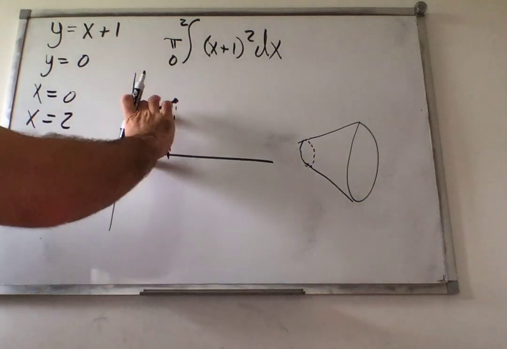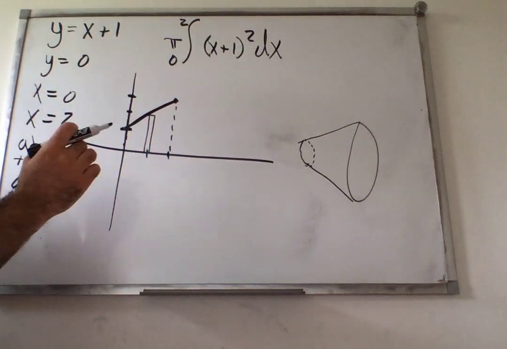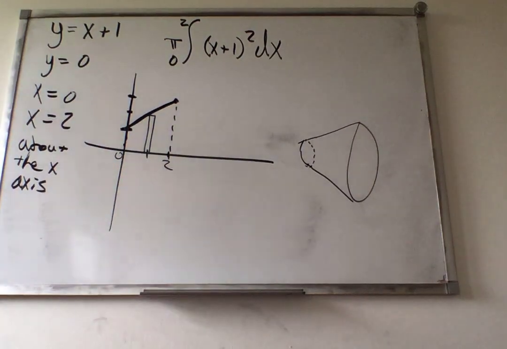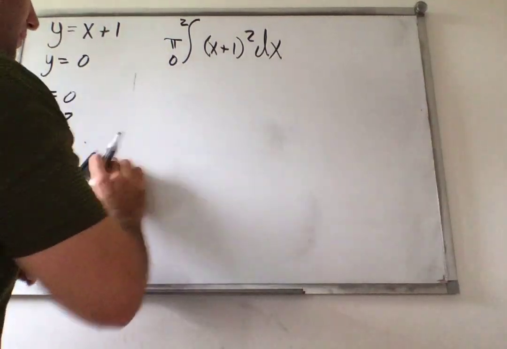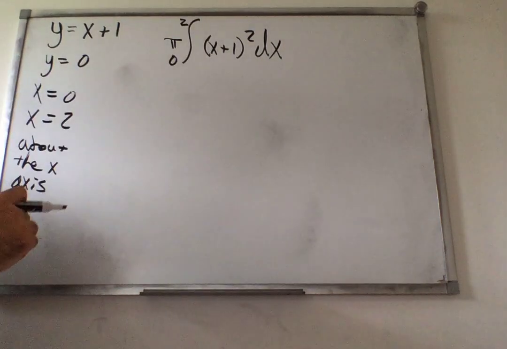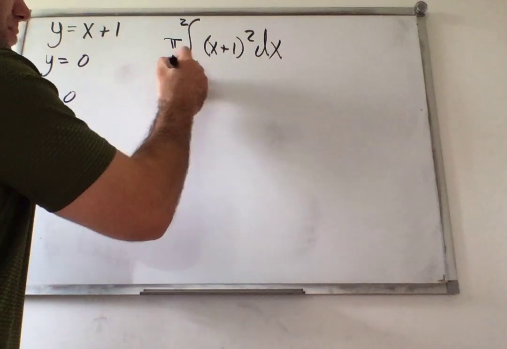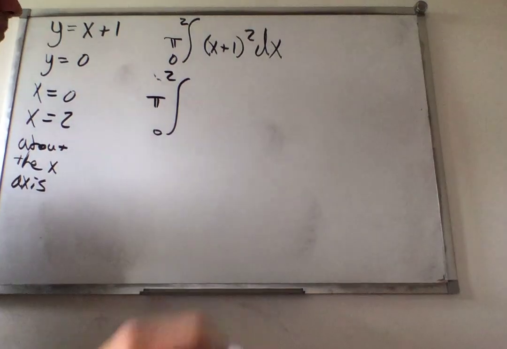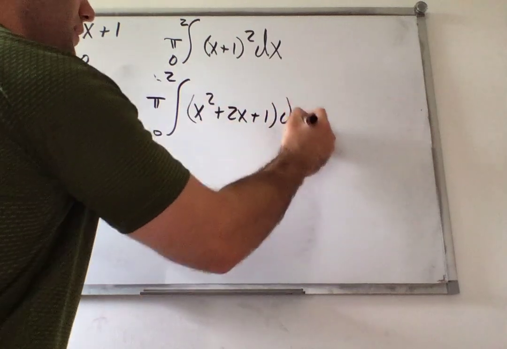So, here's our radius. All we have to do is take our radius, square it, integrate from 0 to 2, and multiply it by pi. There are a couple ways you could do this. You could do u substitution on this one, or you can multiply it out. Let's go ahead and multiply it out. 0 to 2, pi out front. This is x squared plus 2x plus 1 dx.